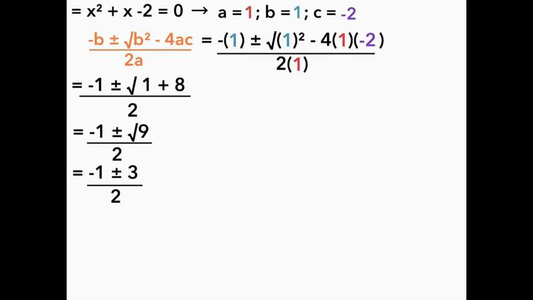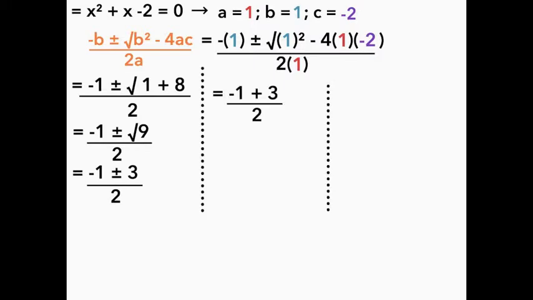Now that we have simplified the fraction, we have to consider the equations for plus and for minus. We now have to solve for -1 plus 3 over 2 and -1 minus 3 over 2. Let's start with -1 plus 3 over 2. -1 plus 3 is 2. 2 over 2 is equal to 1.